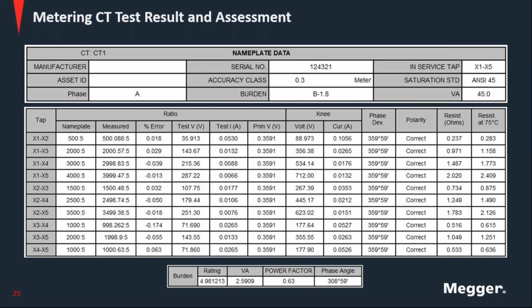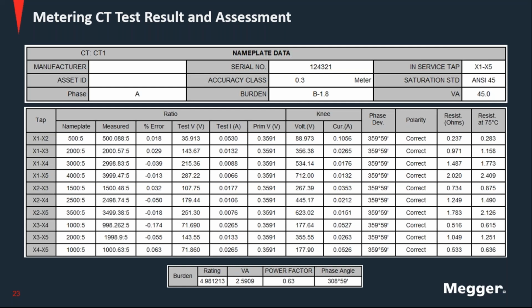And then down here, I have the table that shows the burden. So this is the actual VAs that were measured. This is the actual rating or burden that is connected to the CT, that circuit that goes from the terminals down to the instruments, to the control or metering instruments. It's 2.59 VAs with a power factor of 0.63, or an angle of 380 degrees. So these are results, and this is what we were used to get from an instrument transformer tester.